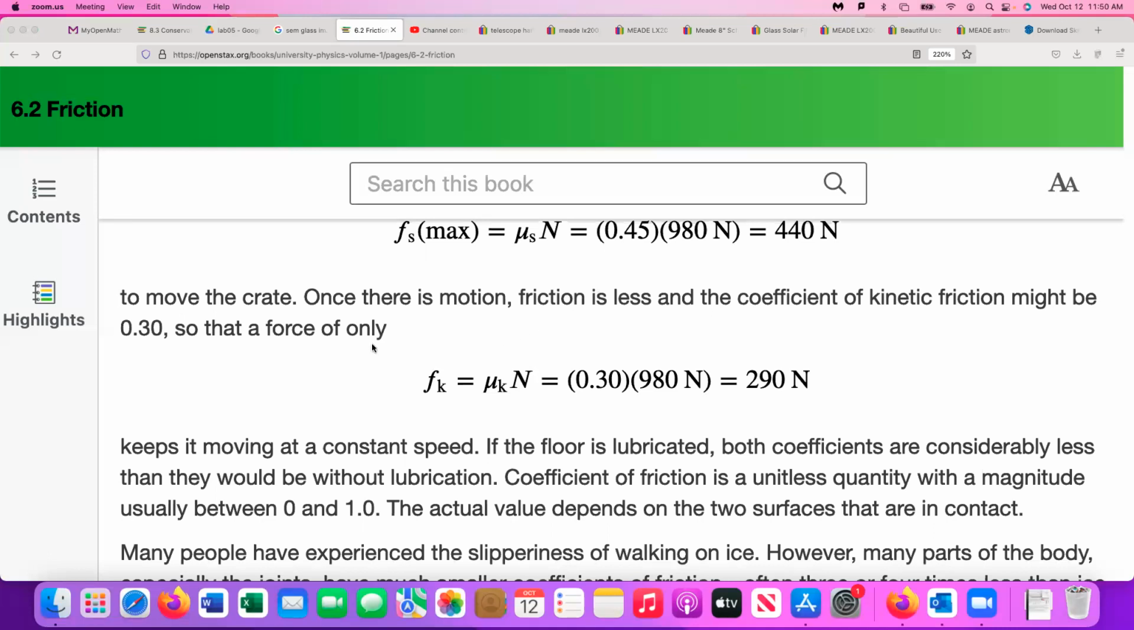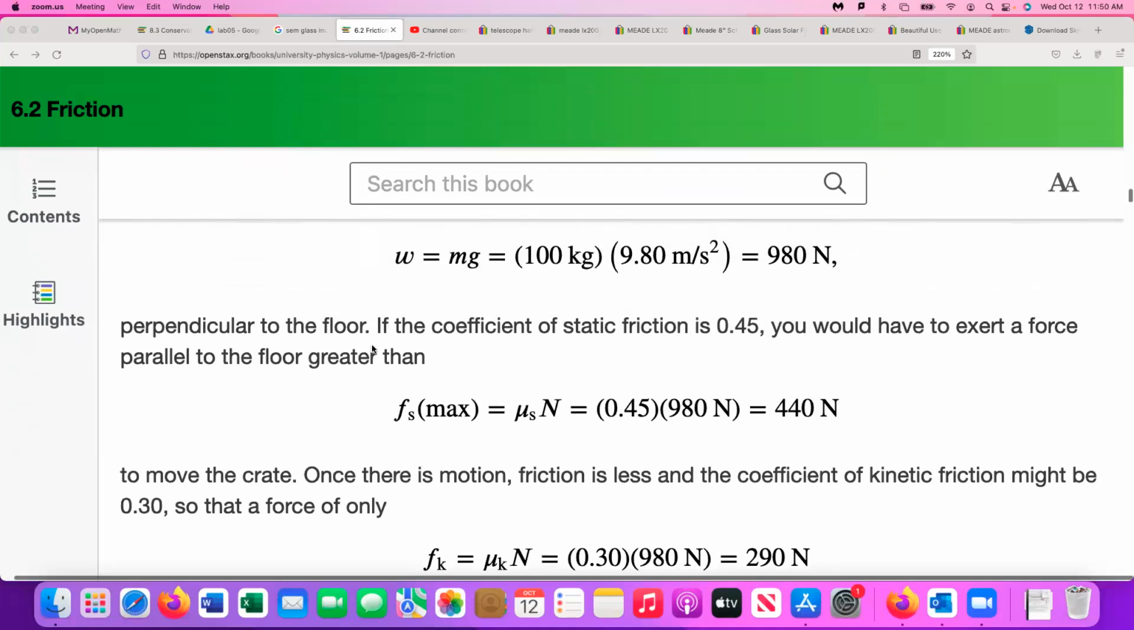So what would you say if I came along and said, you're trying to push this crate and you're going to push with 200 newtons of force? What's friction? 200 newtons. 200 newtons, right? Why? Because assuming the box is not moving, it's just pushing back at the same amount.